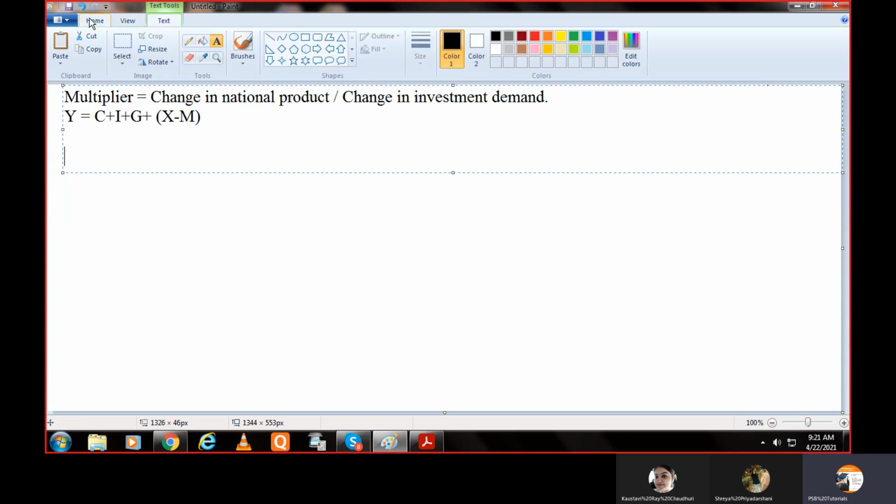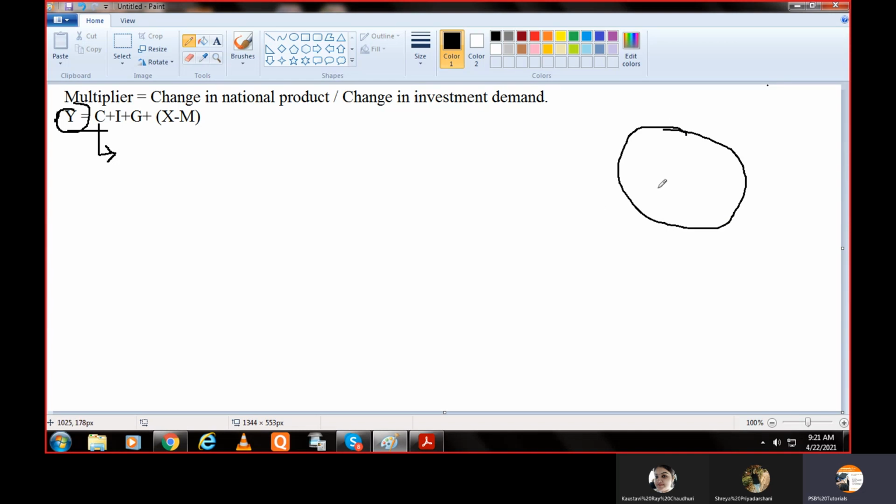We know, we have discussed this concept, that Y is equal to C plus I plus G plus X minus M. This is called our economic equilibrium. So we all know that our total national income, which is Y, is equal to consumption. Consumption of whom? Of the total population, whatever we are consuming. Once I am consuming something, my money is going into the economy.